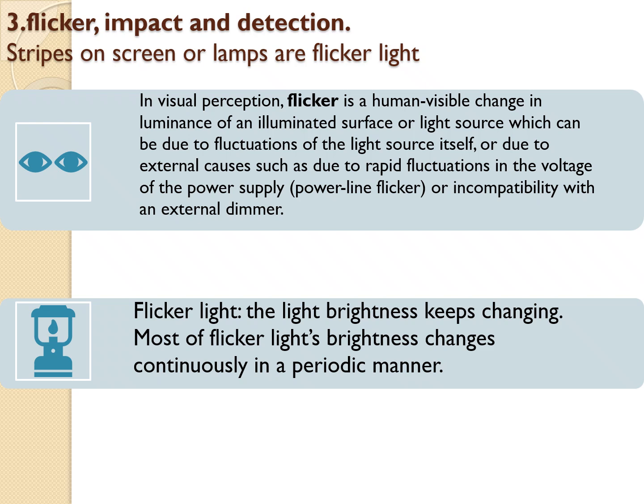In visual perception, flicker is a human visible change in luminance of an illuminated surface or light source, which can be due to fluctuations of the light source itself, or due to external causes, such as rapid fluctuations in the voltage of the power supply, power line flicker, or incompatibility with an external dimmer. Flicker light: the light's brightness keeps changing. Most of flicker light's brightness changes continuously in a periodic manner.